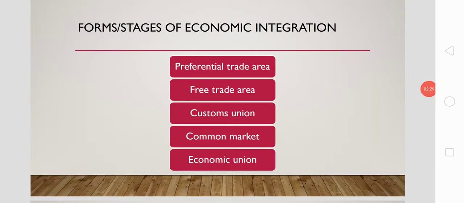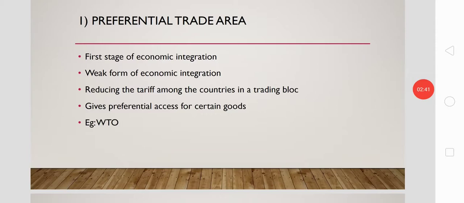So let's look at the various forms or stages of economic integration. They are preferential trade area, free trade area, customs union, common market, and economic union. First one is preferential trade area. It is the first or preliminary stage of economic integration, in fact the weak form. This could be possible through reducing tariffs for trade among nations in a trading region or trading bloc. Some preferences could be given for certain goods or services, and for certain nations as well. This could be possible through multilateral or bilateral trade agreements.